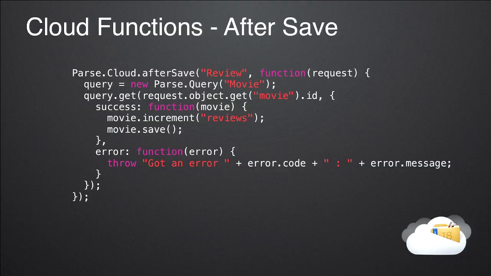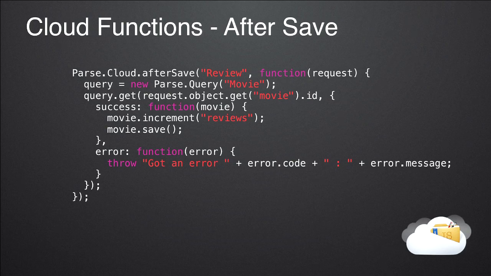After save is the cloud function that you could trigger. Review is the name of the object. So the review is being added, and you want to increment a counter on the movie object. The deal here is the review has a pointer back to the movie. So the first thing you do is a query on the movie. You want to see what movie is associated with that review so that you can increment that counter.